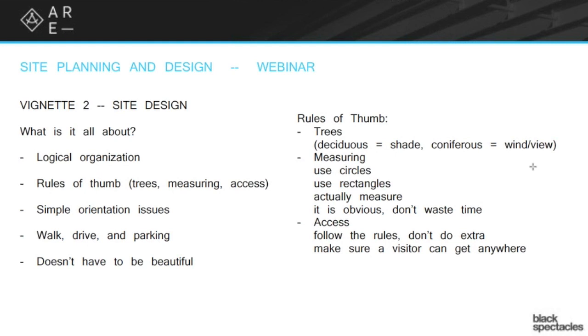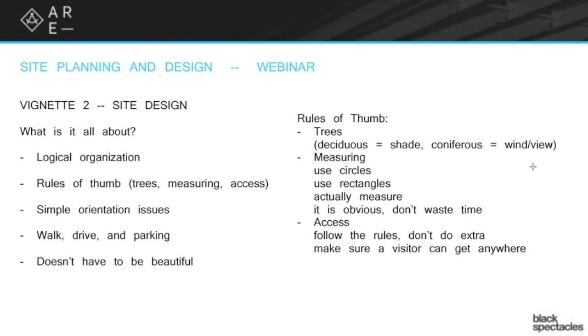So, logical organization. A couple of rules of thumb. One is about trees. If you see a deciduous tree, that's about shade. If you see a coniferous tree, it's about blocking wind or blocking view. It's just one of those things. So you place deciduous trees where you want shade. You place coniferous trees where you want to block wind or views. That can get a little more complicated, you start getting into it, but essentially, if it says block the wind for the patio, you put a few trees over there. Don't put a deciduous tree, because that will fail you.